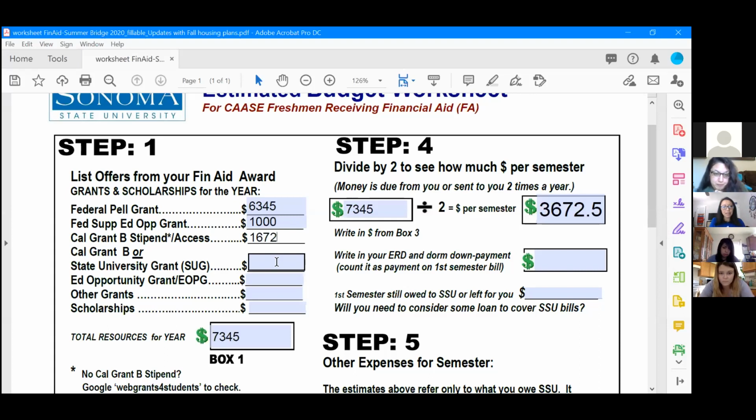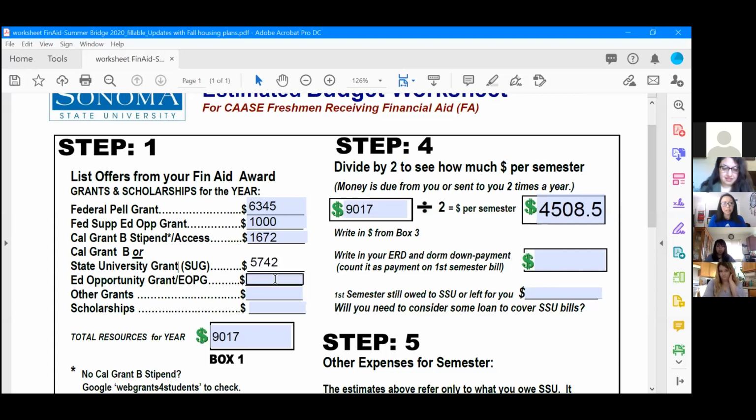1672, perfect. In this part, you'll have either a Cal Grant B or a State University Grant. The purpose of the Cal Grant B and the State University Grant is to pay for your tuition, okay? Through the state of California, at the 23 campuses, tuition is the same. What differentiates each campus is the fees. So you hear advisors say tuition and fees. Erica, what's the amount for the State University Grant or Cal Grant B? $5,742.